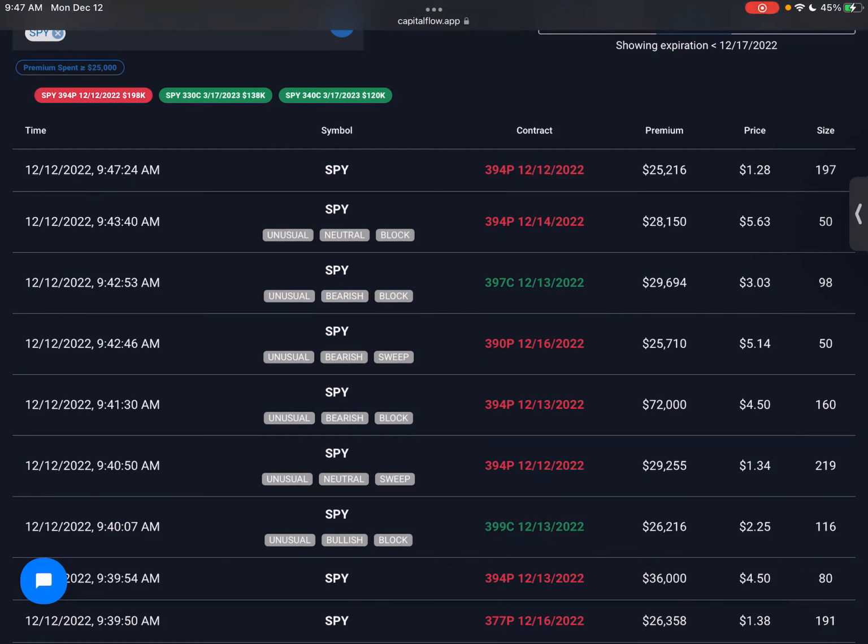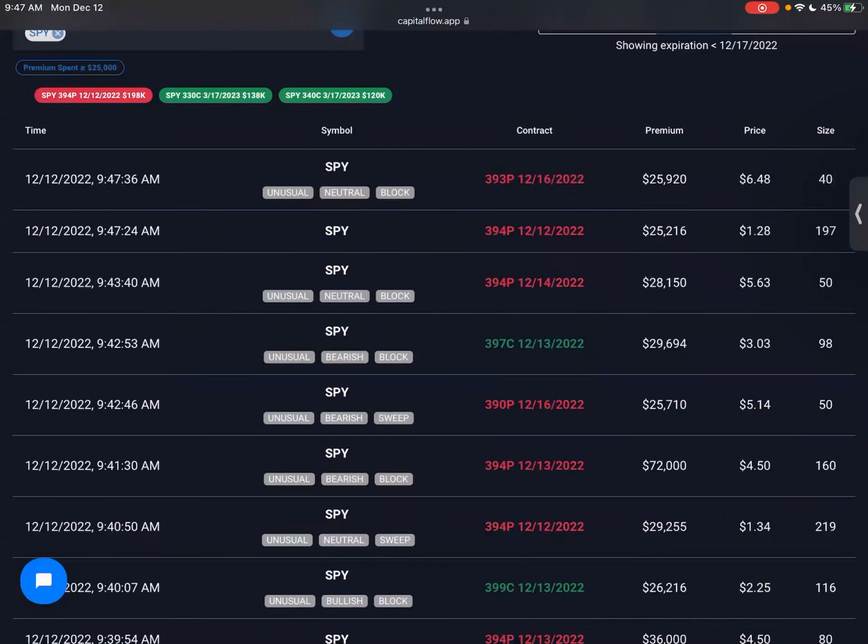Next to that, you have the premium. And that tells you how much money they spent on that one contract. To the right of that, you have the price of the contract, right? So this one here at the top, it was $648. In other words, it cost $648 to buy one of those contracts. And then to the right, you have the size, which is how many contracts were purchased in that single order.